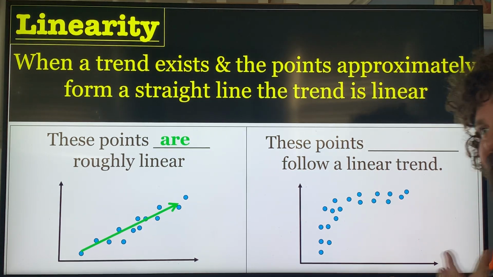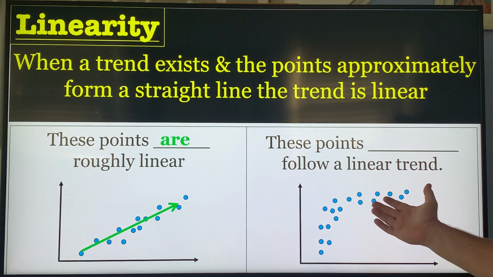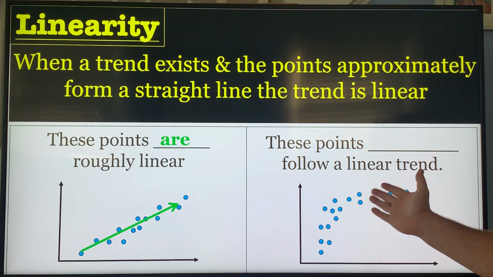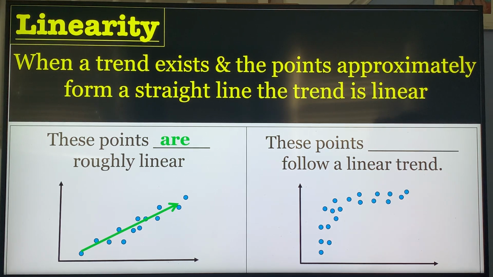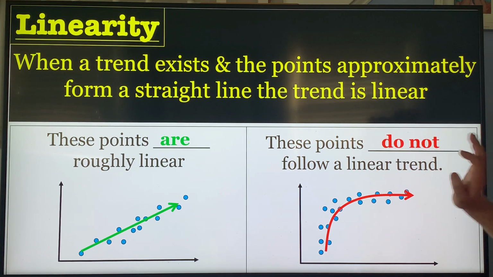Notice it's not exact. Remember what I said before. Rarely is anything exact. All right, let's look at these points right here. These points do not follow a linear trend. Do these look like they go in a straight line? No, they kind of have like a curve going through them, right? So is this linear? No. So they do not follow a linear trend. So you would say that is a non-linear trend. Non meaning no. Right?